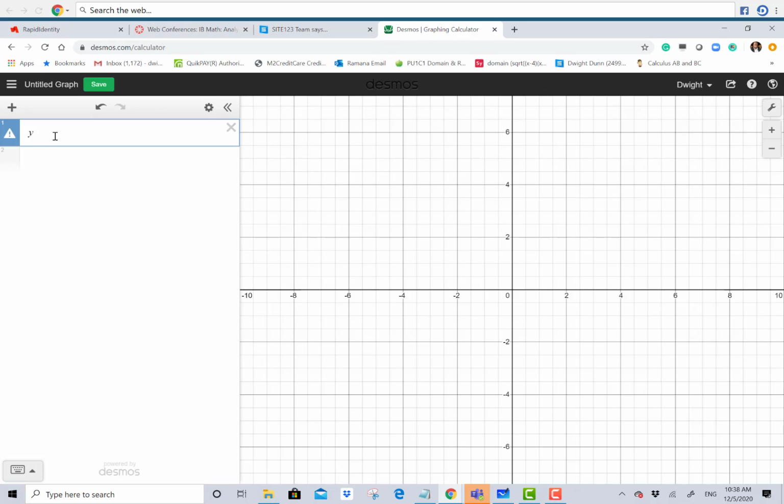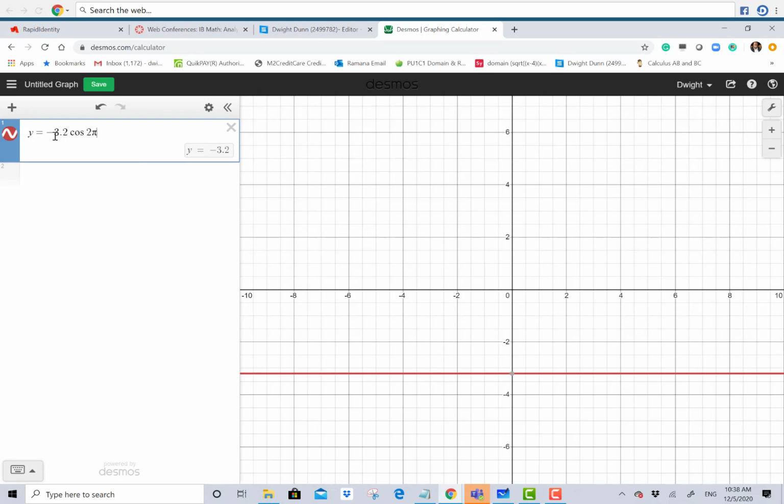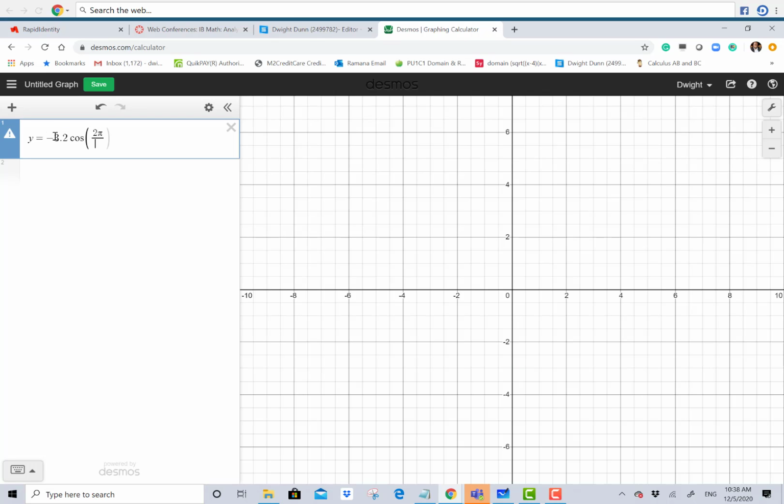So y equals negative 3.2 cos. We need 2 pi, so we're going to press 2 and then use pi. That's how I get my pi. So 2 pi divided by... we have to be careful now. Notice I'm getting the parentheses there. So what I'm going to do is put parentheses around that, and that's going to be 2 divided by 12.4.